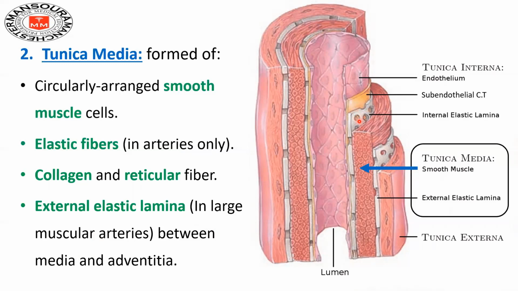So here we have internal elastic lamina separating intima from media, and external elastic lamina separating media from adventitia. Also, it's only present in arteries, mainly the large muscular arteries. This is the structure of tunica media.